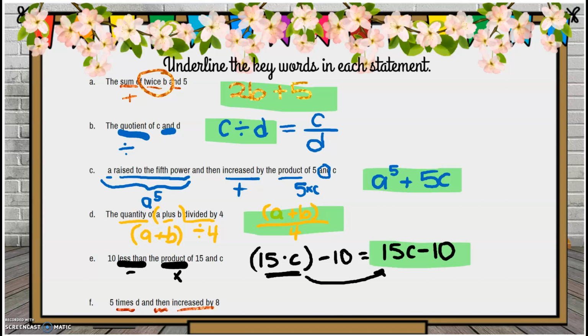And then the last one, 5 times D. So I can just go ahead and write that as 5D. And then increase, so I'm going to add, increased by 8. So my answer is just going to be 5D plus 8. Okay? So there go my answers for all of the first set of sentences that we turned into expressions.